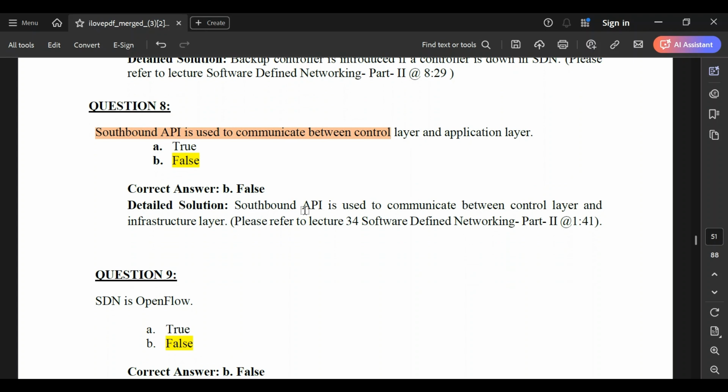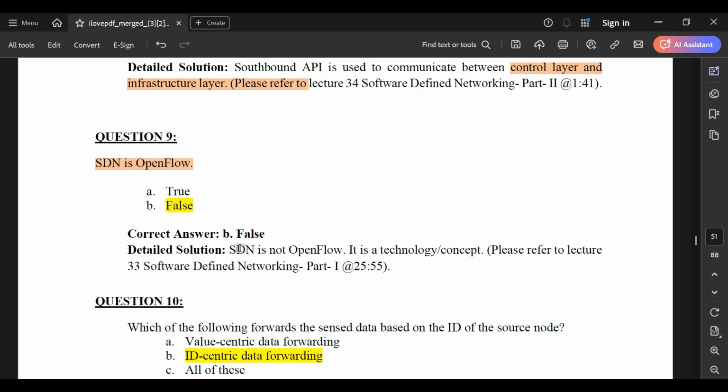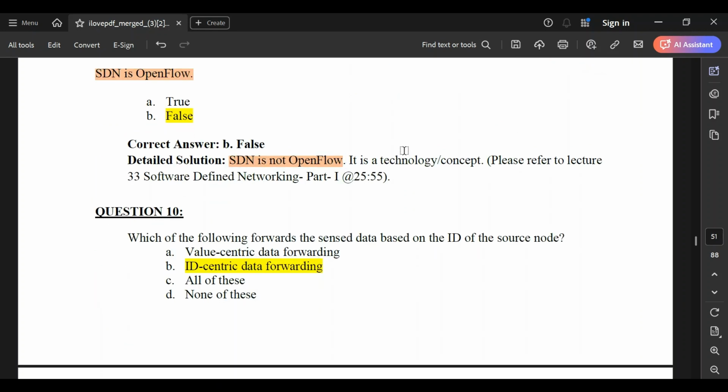Southbound API is used to communicate between the control layer and the infrastructure layer. So it was between infrastructure, not application. SDN is an OpenFlow. This is false. SDN is not OpenFlow. It is a technology concept. Okay, so you can remember.